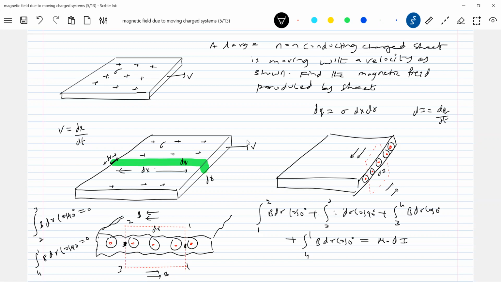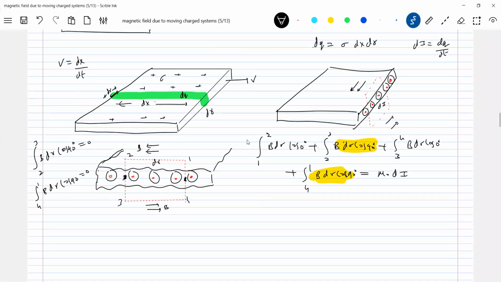These two shaded quantities will be tending to 0. Simplification of this, it will be 2 B dr is equal to mu naught di. And di is what? dq by dt.